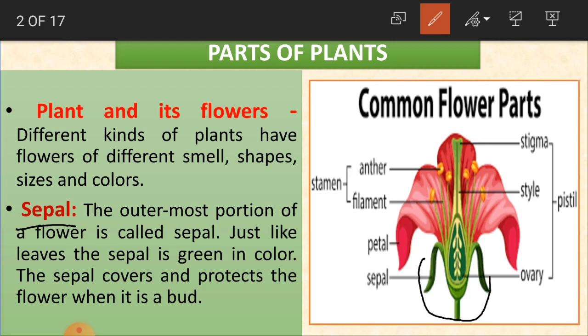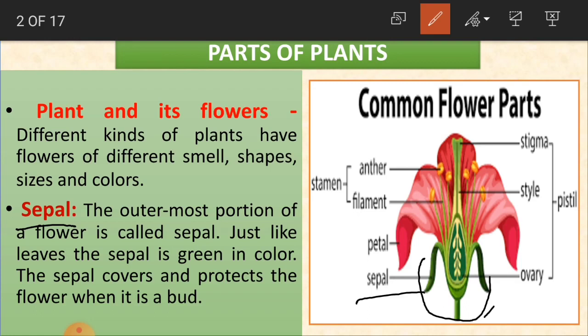This part. Before the flower, we'll get a bud, a small bud. That outermost part of the bud which is green in color is called the sepal. Understood children? See here it is written sepal. This part is the bud actually. That bud again becomes a flower. It turns into a flower. Then this outermost part of the flower is called sepal.